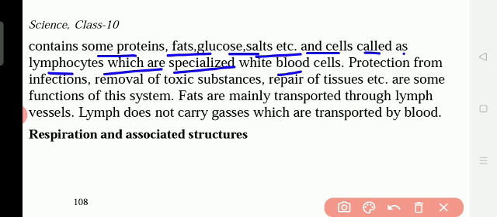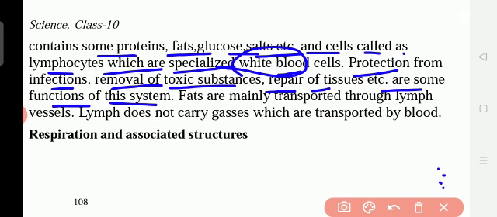How are these white blood cells forming? When there is pressure in the blood vessels, some plasma is drained outside. That plasma is collected, mixing with the fluid present inside the cells, and then it makes the lymph. The lymph is carried in the walls of the veins. Lymphocytes, the white blood cells, give protection from infections, removal of toxic poisonous substances, and repair of tissues. These are some common functions of this system.